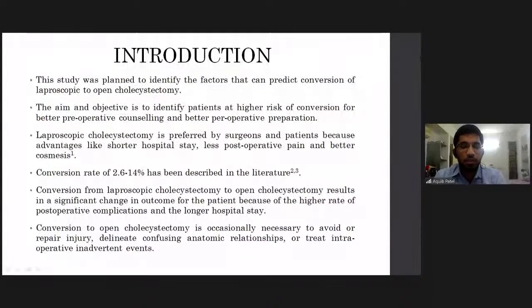Conversion to open cholecystectomy is occasionally necessary to avoid or repair an injury, or to delineate confusing anatomic relationships that happen with the cystic artery, or with a double CBD, or with an abnormally inserted CBD or cystic duct.